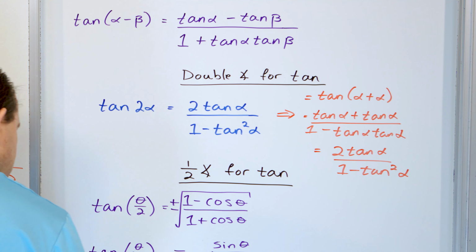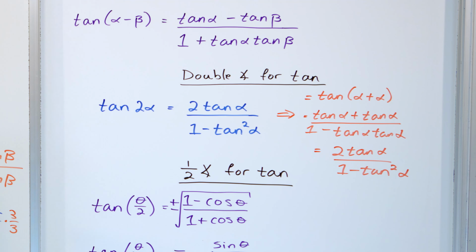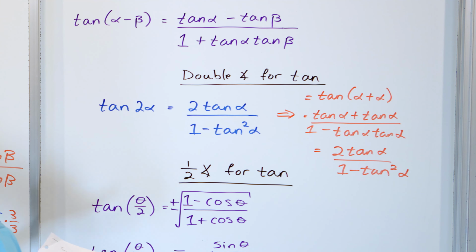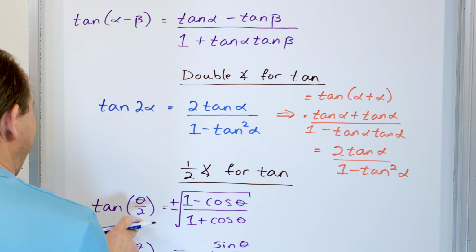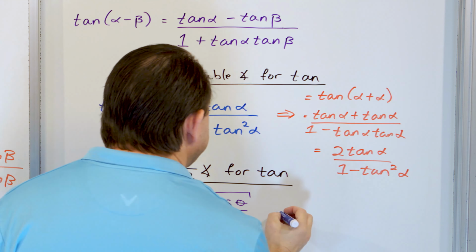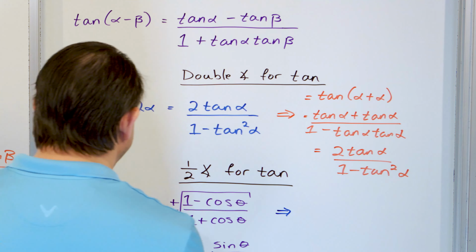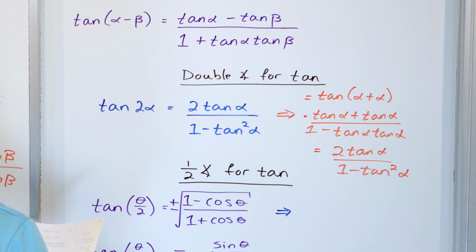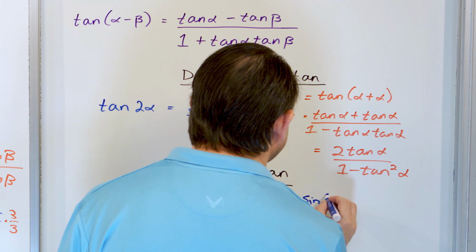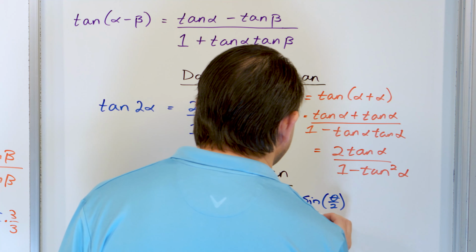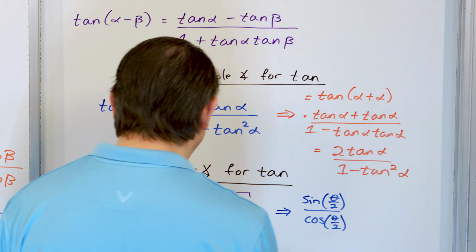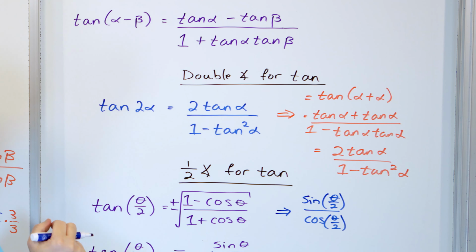Okay? Again, we're not going to do all of them, but let's talk about one of these other ones down here. All right, let's talk about the half angle identity. Let's look at the first one here. The half angle identity, tangent of the angle over 2. Anytime you have a tangent, it's sine over cosine, right? So this is the same as sine of theta over 2 over the cosine of theta over 2.